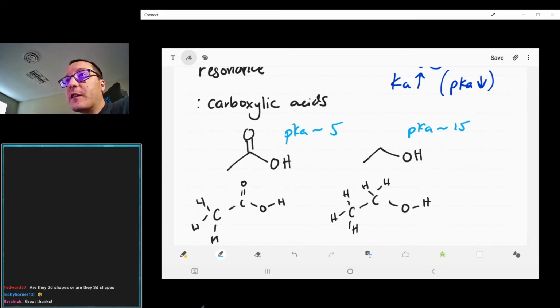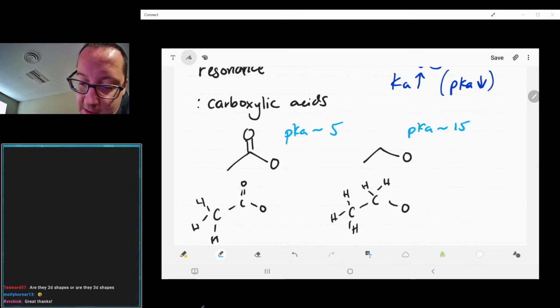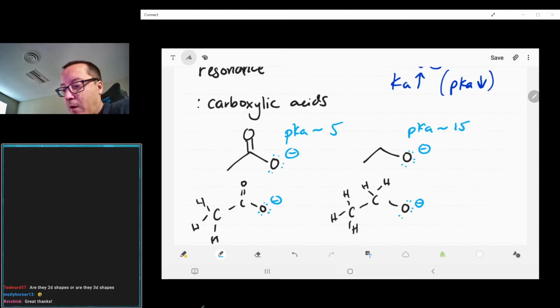The reason for that is if we look at the conjugate bases of these, so let's just go ahead and get rid of the H. We'll make them into A minus instead. So those have a formal negative charge on them. In ethanol, or the ethoxide ion, there is nowhere for that negative charge to go.